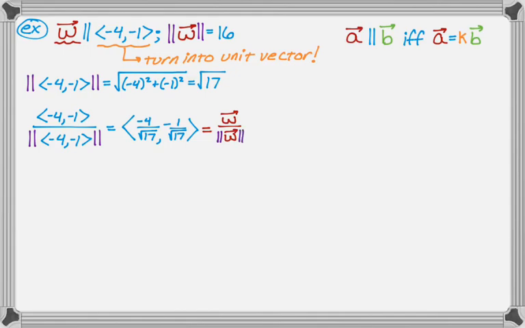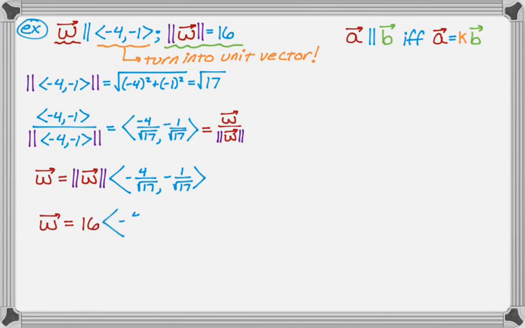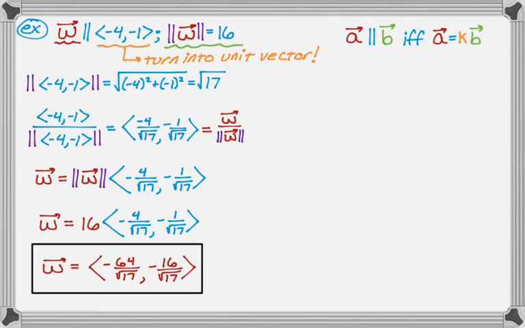So this thing is the same as w over the magnitude of w. And from there, that's actually an equation that I can use. So I can multiply both sides by the magnitude of w. So the magnitude of w times this unit vector that we found is equal to w. And we know the magnitude of w. It's given, it's 16. So let's just write that out. And then distribute. And we get -64 over radical 17 and -16 over radical 17. So that's the vector w that we're looking for.